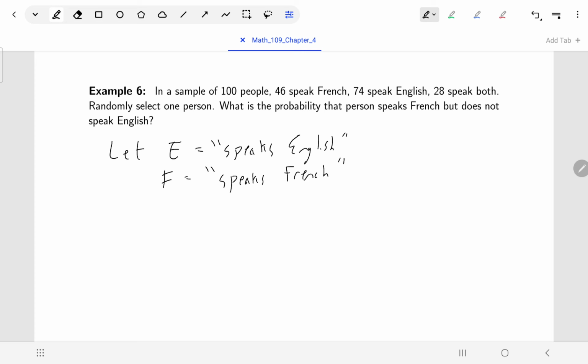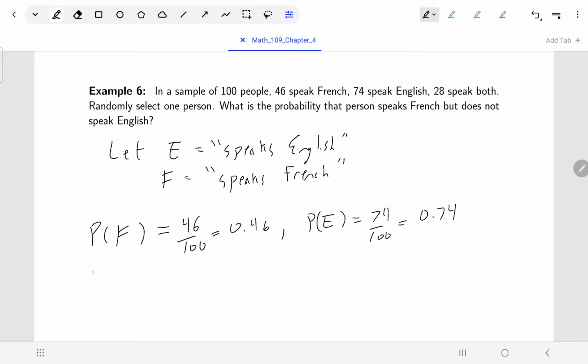If we have 100 people and 46 speak French, then the probability that F happens, that I select a person and they speak French from this group, is 46 out of 100, which is 0.46. And the probability for English being the outcome is 74 out of 100, 0.74. And then finally, we have 28 who speak both languages. So that's people who speak English and also French. That's 28 out of 100, or 0.28.